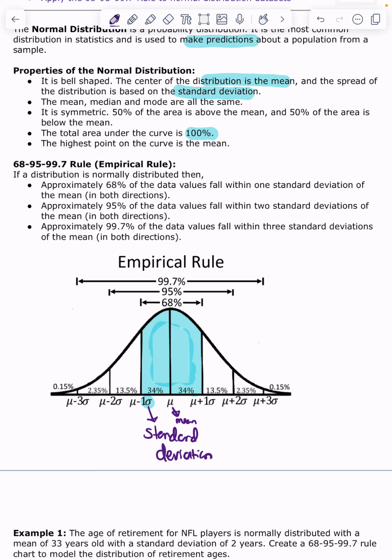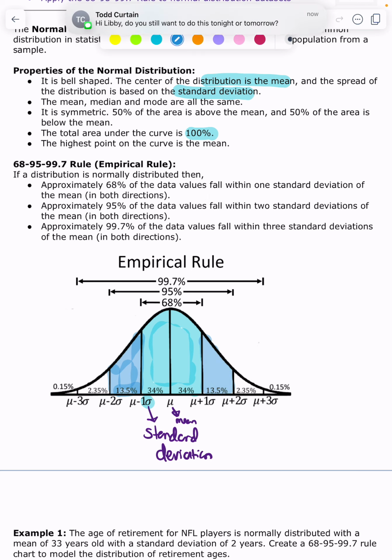So if you just go 1 standard deviation away, that's 68%. But if you go 2 standard deviations away, now you're at 95%. So most of your data lies within 2 standard deviations if you have a normal distribution. And then if you go 3 standard deviations away, you're up at 99.7% of the data. So nearly all of the data is within 3 standard deviations. And then you just have your little 0.15% on the end there.